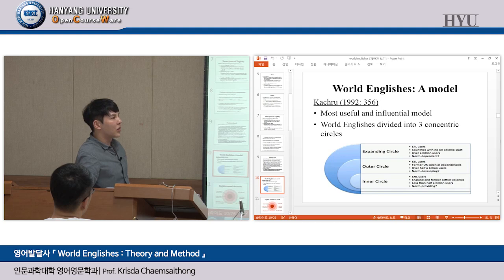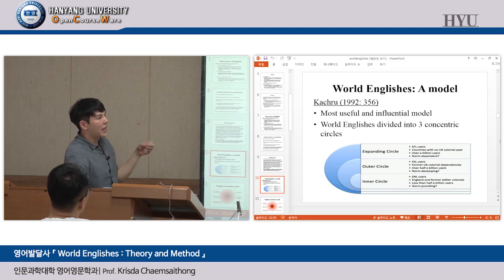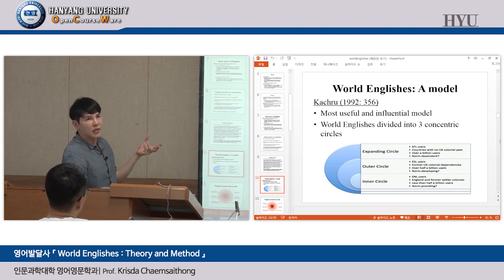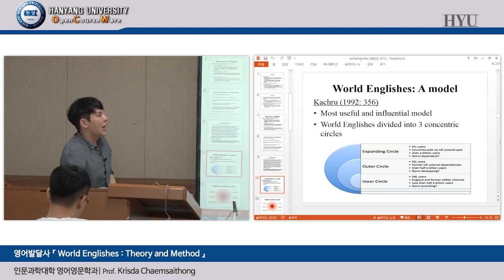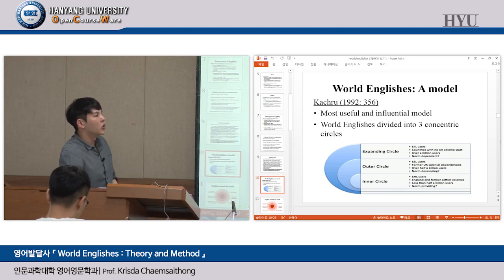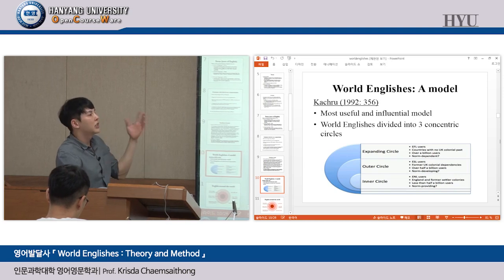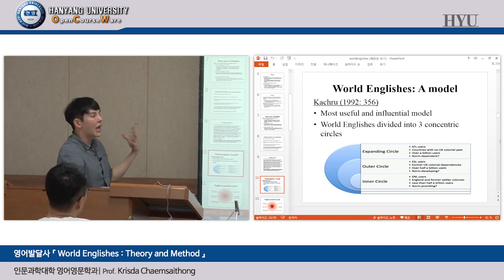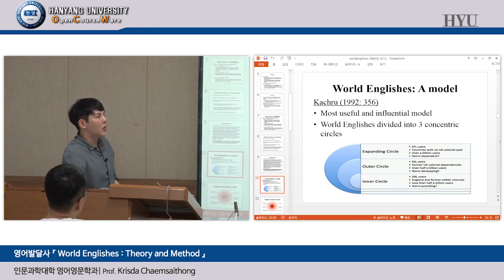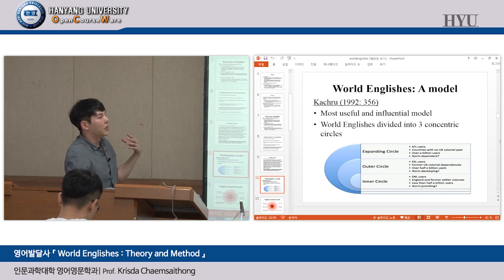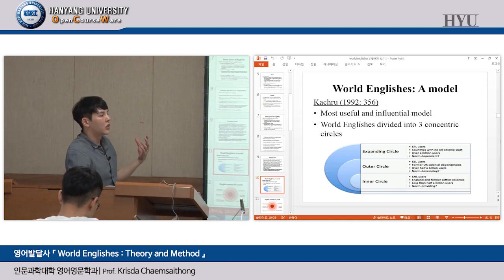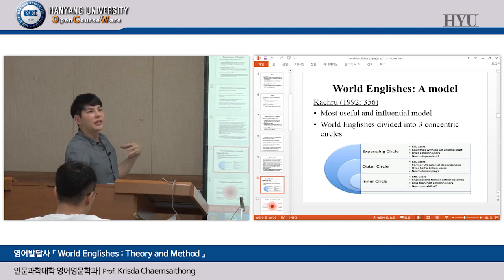Now in the expanding circle, you might think of that circle as equal to EFL users in the traditional term. These are countries with no UK colonial past, like Korea, Japan, Thailand, and China. But this constitutes the highest number of users, over 1 billion. Is it norm dependent or not? Meaning, are they dependent upon the norms of the inner circle only, or are they developing their own norms? That's the question.